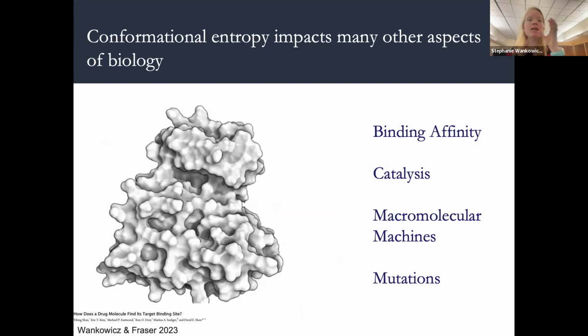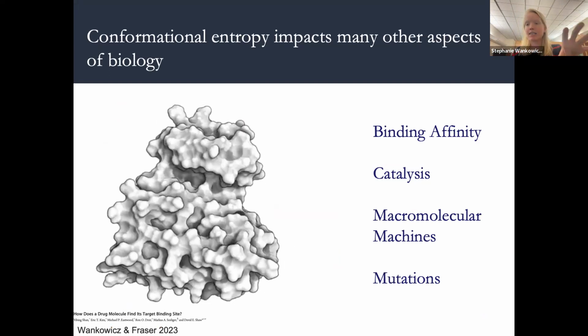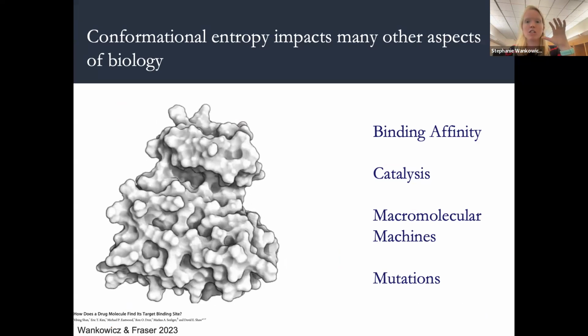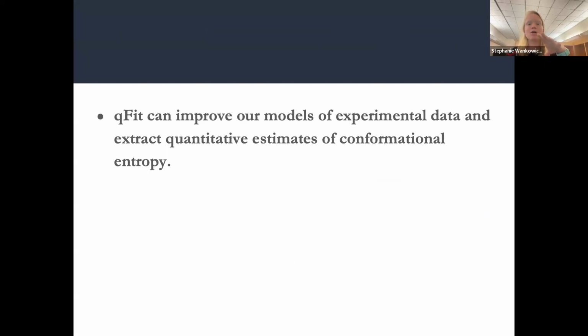And this includes binding affinity and catalysis, macromolecular machines, and mutations. And so with that, I'm going to conclude and really say that qFit can improve our models of experimental data and extract quantitative estimates of entropy.